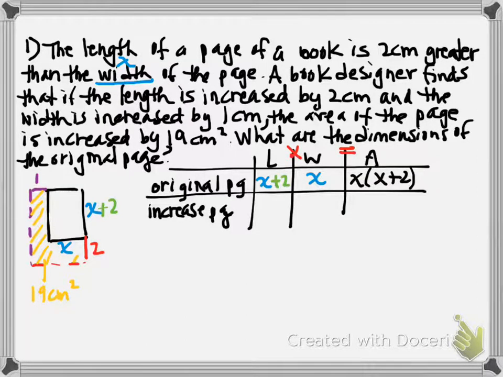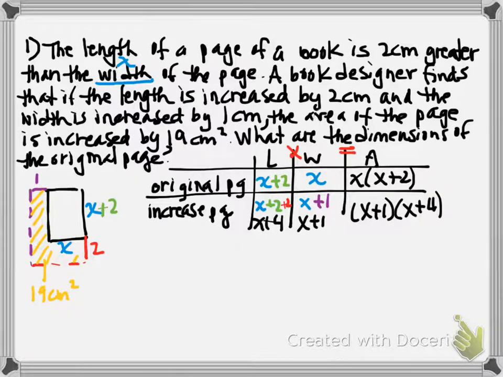Okay, now when it comes to the new length, we still have the x plus 2 from the original length, but now we're going to add on 2 more centimeters for a grand total of x plus 4. Okay, and then on the width, we had the original x, and then we're going to add on 1 more. That would be your new width. So the area would be length times width, width times length. Commutative property says it doesn't matter.